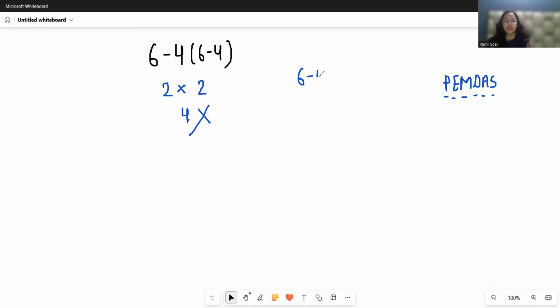So in this question, first we have to solve the parenthesis, that is 6 minus 4, which is equal to 2. And there is a multiplication sign in between them. Now we have two signs left, that is subtraction and multiplication. So we have to give priority to multiplication. Now 4 times 2 is 8 and 6 minus 8 is minus 2. So this is the correct solution of this.